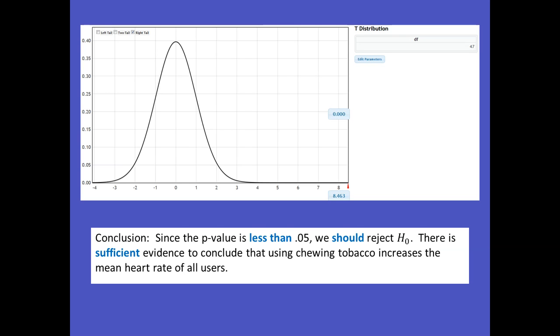So if the p-value is 0 or something that's very, very close to 0, it's certainly going to be less than 0.05. So we should reject the null. That means that there is sufficient evidence to conclude what's in the alternative hypothesis, that using chewing tobacco increases the mean heart rate of all users.